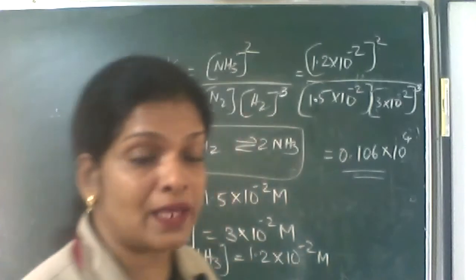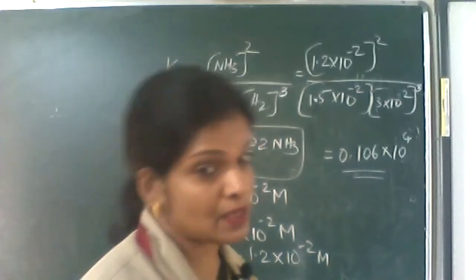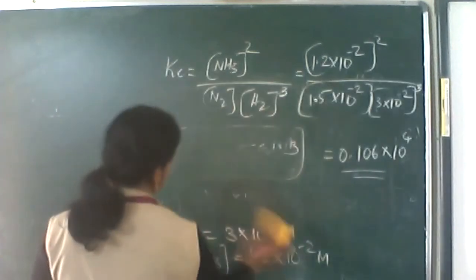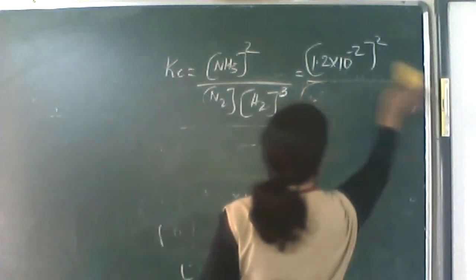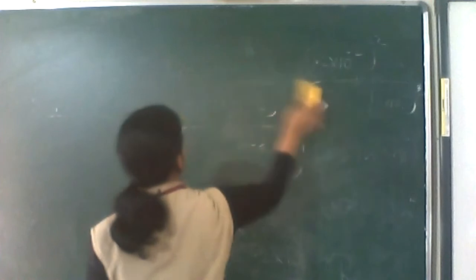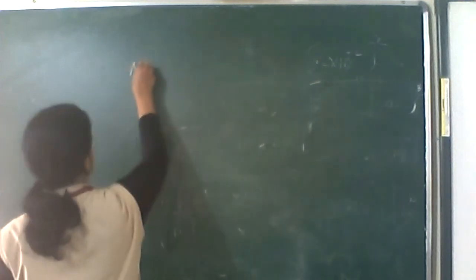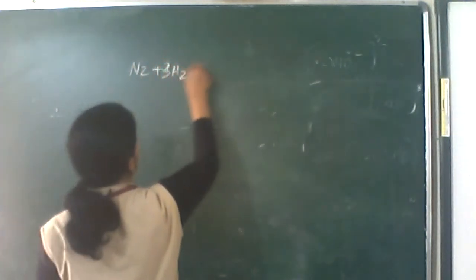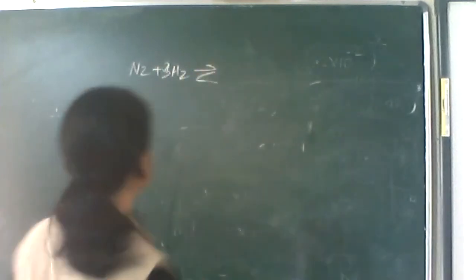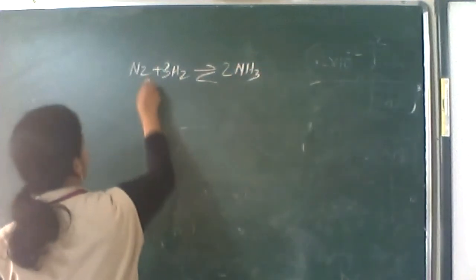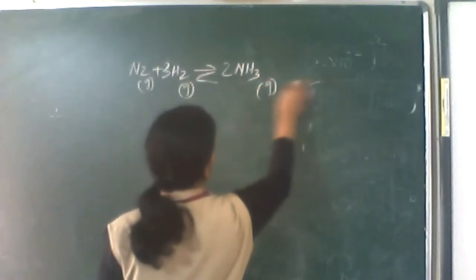So we are going to replace this Kc in terms of Kp. Kp is not equal to Kc, but Kp is proportional to Kc. So now we are saying gas means pressure, pressure means gas. Here, I'm taking one equation, that is N2 plus 3H2 gives 2NH3. Gas, gas, gas.